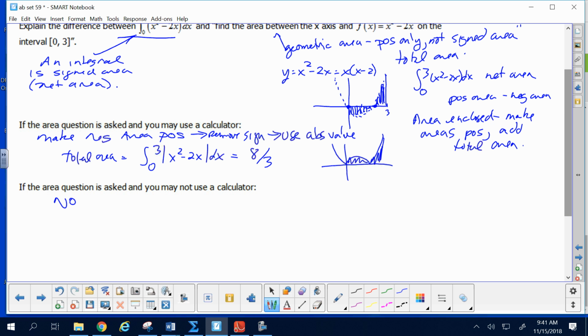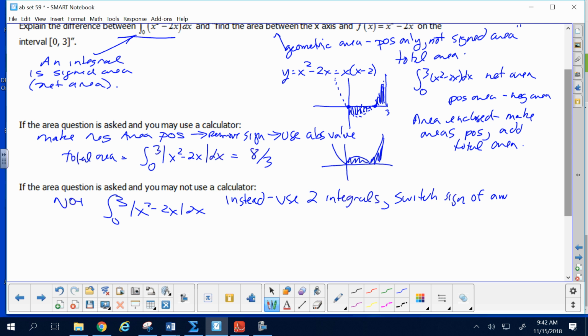You're not going to use this absolute value idea because we haven't talked about how to integrate absolute value. What you are going to do, basically the idea at the heart of it, instead, you use two integrals and you switch the sign, negate, any negative function region.